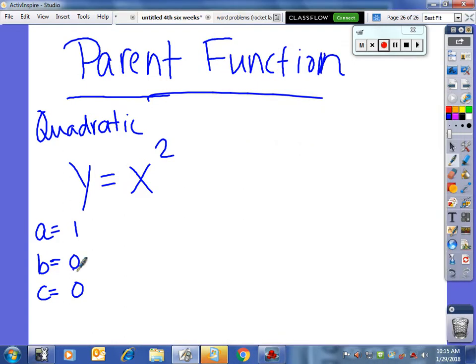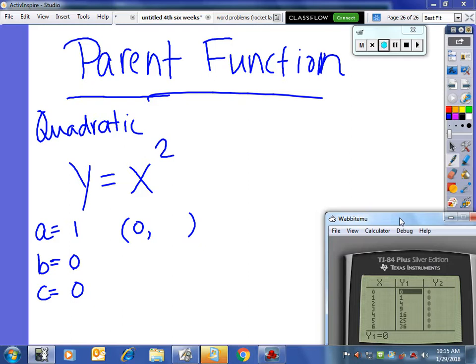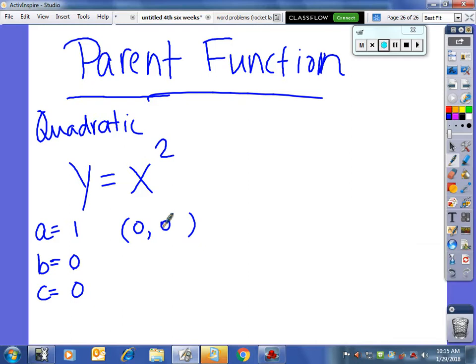What's the opposite of b? 0. 0 divided by anything is 0. So my x value of my vertex is 0. Look at my t-chart. What's across from 0? 0. So my vertex absolutely is 0, 0. You got to know that. It's the most simple vertex you could write at the origin.